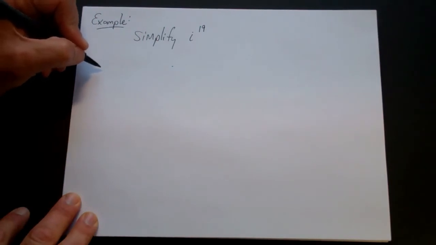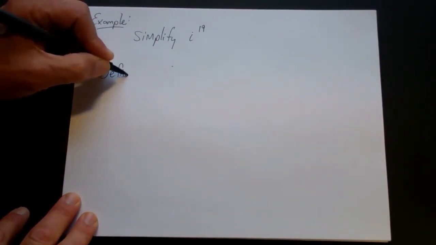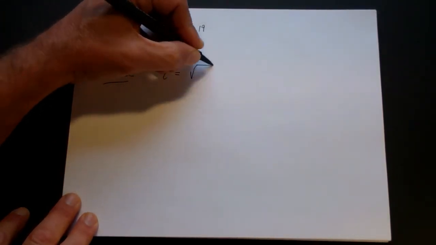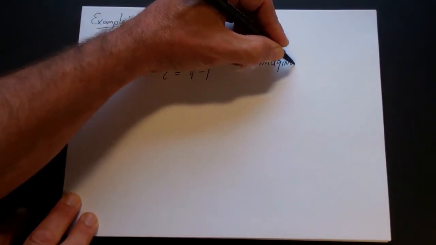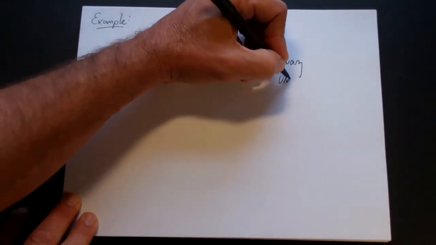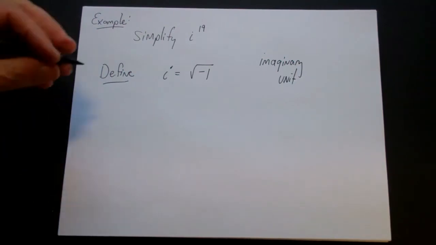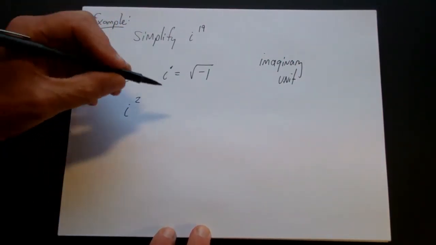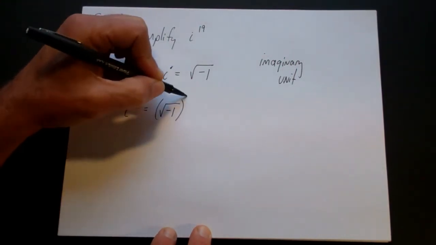Well, let's look at what we know. What we've defined is that I is equal to the square root of minus 1, and that's called the imaginary unit. So if the imaginary unit I is equal to the square root of minus 1, then we can think about what I squared is. I squared would be the square root of minus 1, squared.